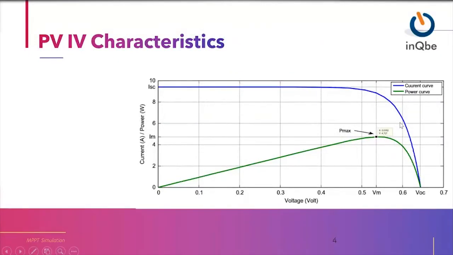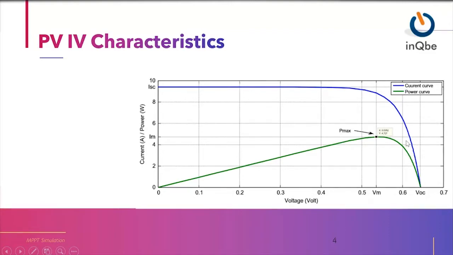Okay, we will see it in the I-V characteristic. That means we will change the duty ratio. When the duty ratio is increased, the PV voltage will decrease. That means we can control the PV voltage by changing the duty ratio. By changing the duty ratio, the terminal voltage will be varied. Here the range 0 to VOC will be marked.